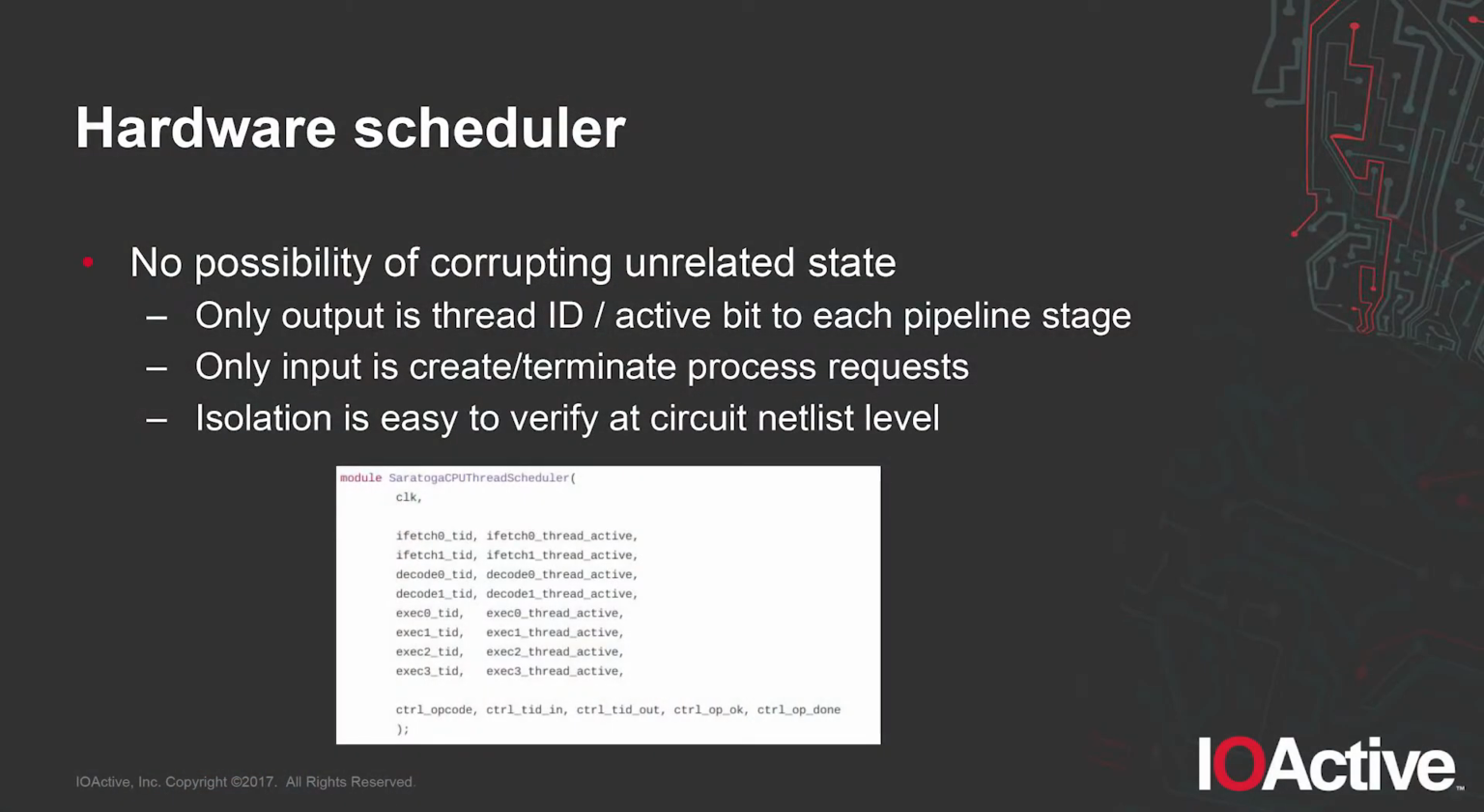And so it's a little hard to read on this screen, but this is the Verilog module signature of the thread scheduler on our prototype. And you can see we just have at each pipeline stage, we have the thread ID, we have a Boolean thread active value, and then we have a control bus that has opcode, thread ID in, and an OK and done result. So this is the sum total of our API.